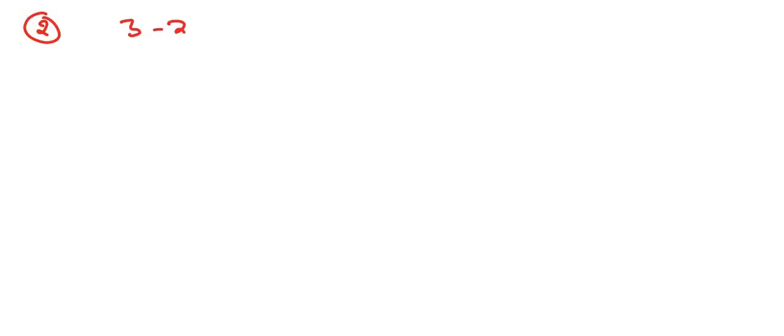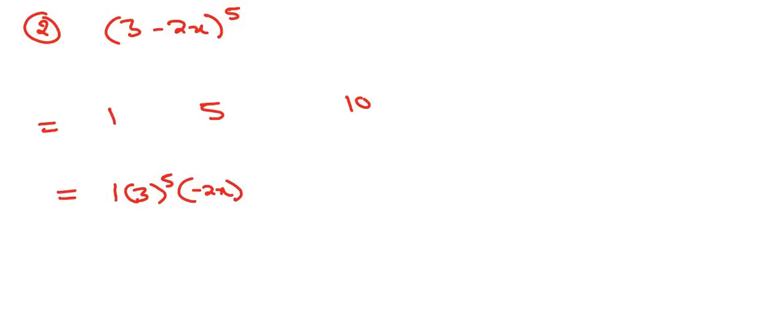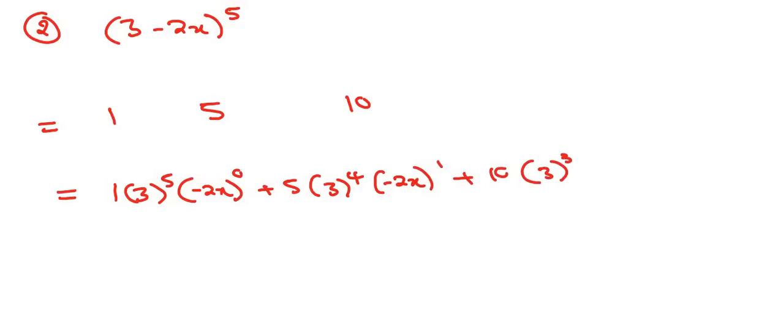So we are having question 2. This is (3 minus 2x) to the power 5. The coefficients when n is equal to 5 will simply be 1, 5, 10. Now they just say the first 3 terms, meaning we don't have to write all the coefficients. We just need the first 3 terms. This gives us 1, 3 to the power 5, and negative 2x to the power 0, plus a 5, 3 to the power 4, and negative 2x to the power 1, plus a 10, 3 to the power 3, then negative 2x to the power 2.